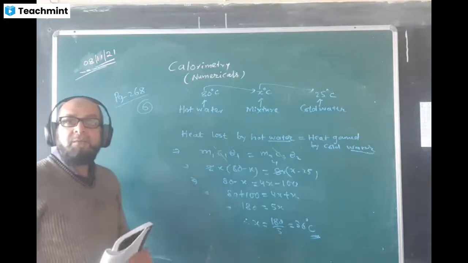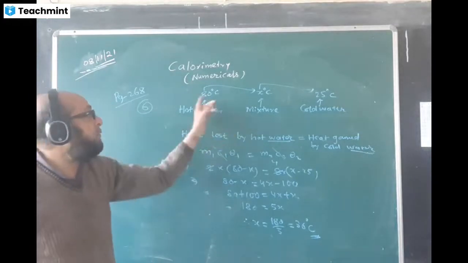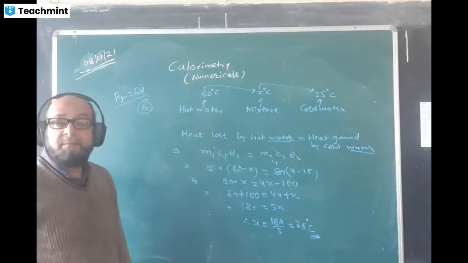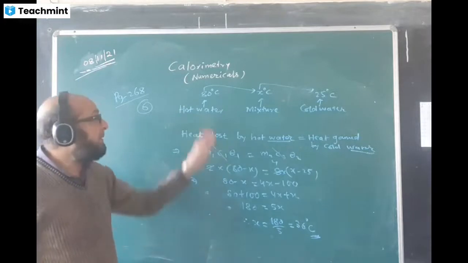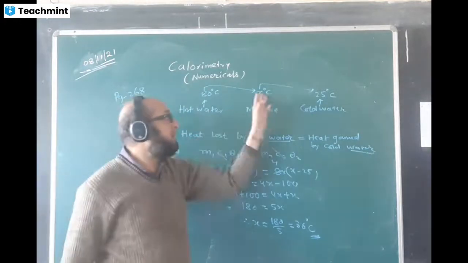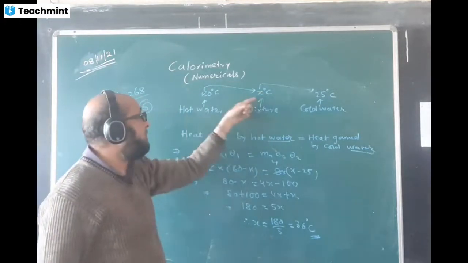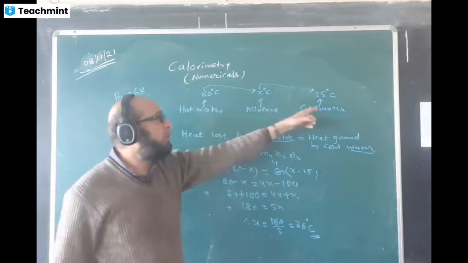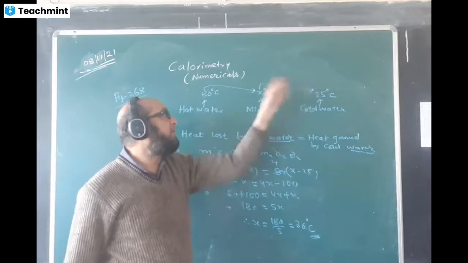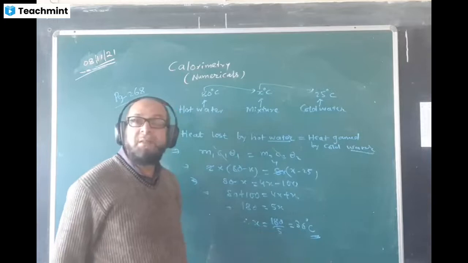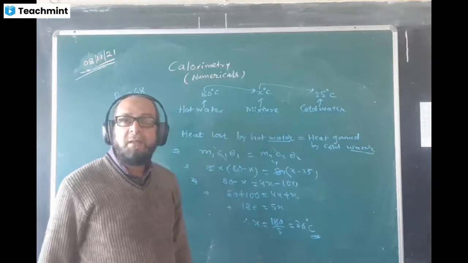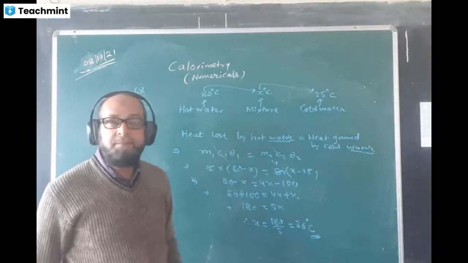Your answer will come anywhere in between the two of them. It will be less than 80 but more than 25 because hot water will lose heat, so temperature will decrease, and cold water will gain heat, so temperature will increase. That's why the answer is coming 36, which is the correct answer. Answer must come in between them.